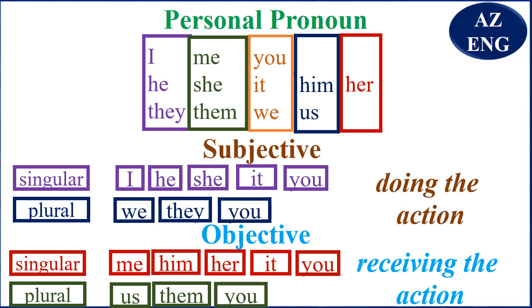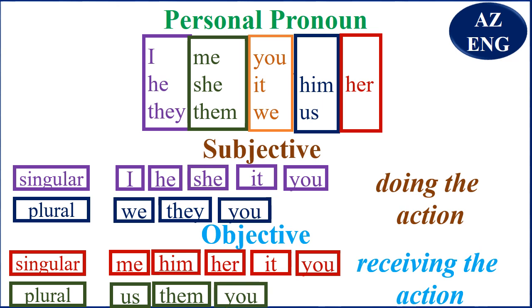It's very simple. I, me, you, he, she, it, him, her, they, them, we, us. You just remember the personal pronouns. So subjective, singular: I, he, she, it, you. Plural: we, they, you. You can teach a student like this so that they easily remember them.